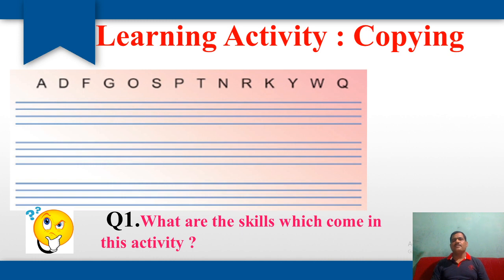Next thing is also copying. So for the purpose of handwriting, a text is given here. You can find the alphabets are also there. The student will read the alphabets and also they can copy them on the unjoined printed lines. So if such a type of activity is conducted, what are the skills you can find? Yes, think and tell me. That means there is also reading and writing.